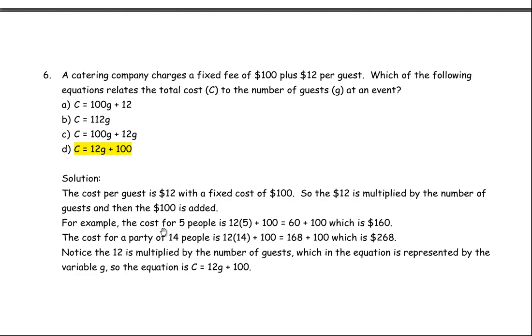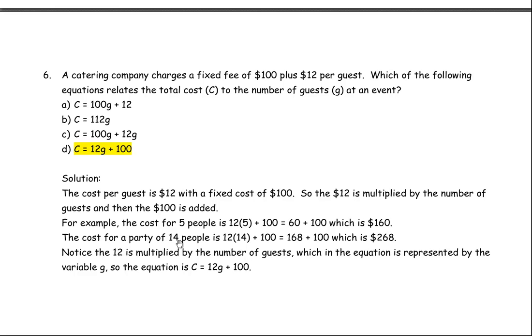So for example, for the cost for 5 people, we will go 12 times 5 because there are 5 people and each person costs 12, and then we add 100 to that. 12 times 5 is 60, plus the 100 would give you a cost of $160. So for 5 people, it costs $160.